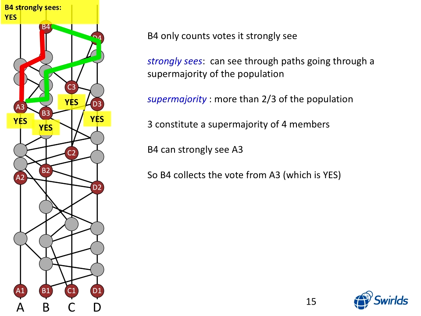So for B4 to strongly see A3, it actually needs multiple paths that go through at least 3 of the population, 3 different members. So the green line goes through Dave. So B4 does strongly see A3. If you look at the red line and the green line, it's going through 3 different people, 3 different members, and so B4 does strongly see A3, and so as we're tallying the votes, B4 says, yep, I see that first vote, and it is a yes.